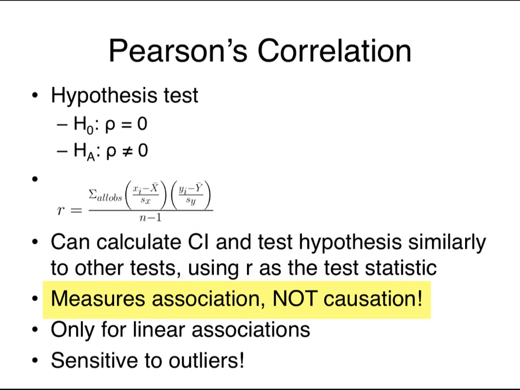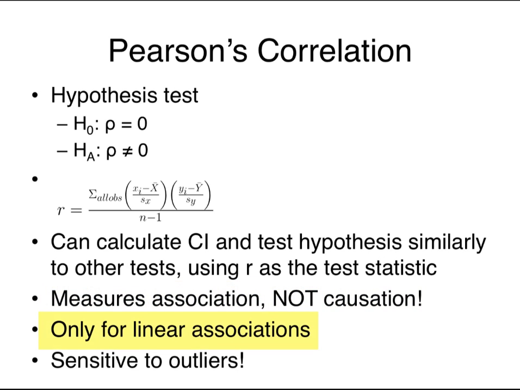This measure measures association, not causation. So we can't make any statements about a causal relationship based on a correlation coefficient. For example, if we find that exercise and life satisfaction are positively correlated, we cannot infer that exercise causes life satisfaction. It could be the other way around, or there could be underlying factors or confounders that explain why these are associated, or this association could just be due to chance.